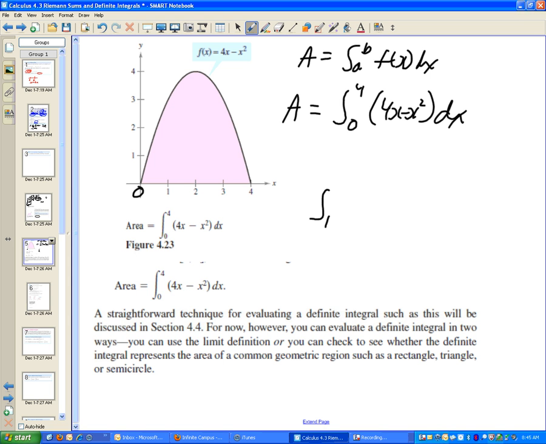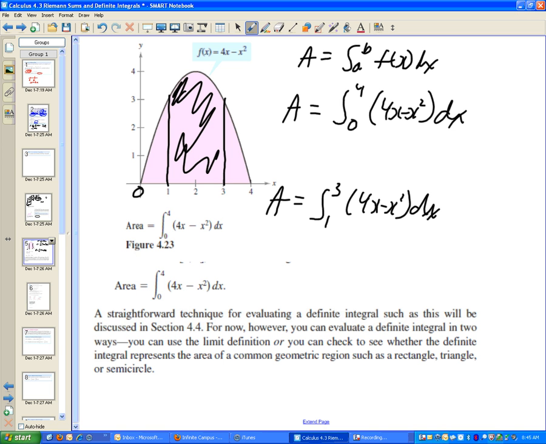Get an integral from 1 to 3. And I'll go ahead and write it. Of 4x minus x squared dx. And that would also be an area. But it would be the area of what? Just that. Okay? Now, I'm pointing that out because I don't want you to get the idea that your f of x has to touch the x-axis. It can, like it does originally here, from 0 to 4, but it doesn't have to, okay?